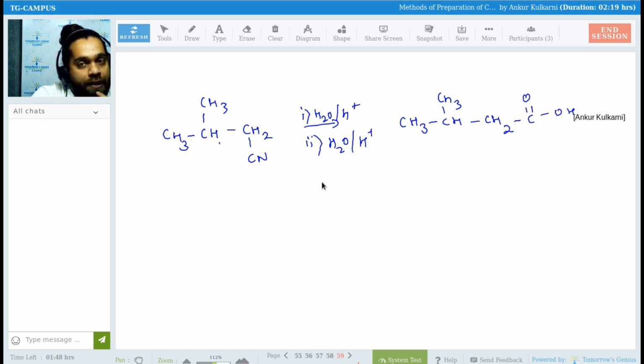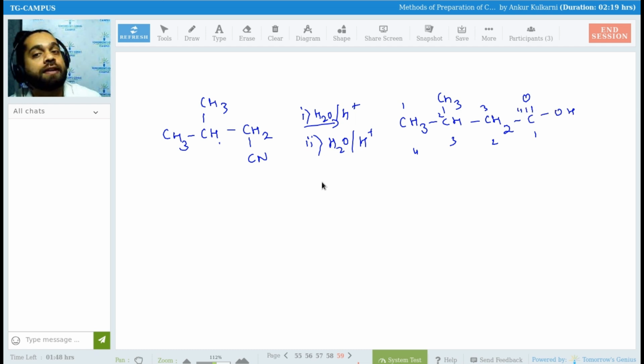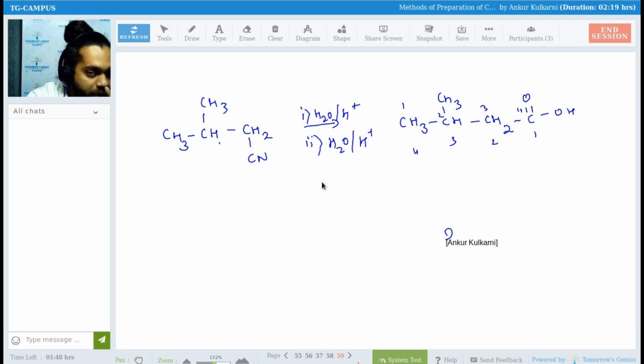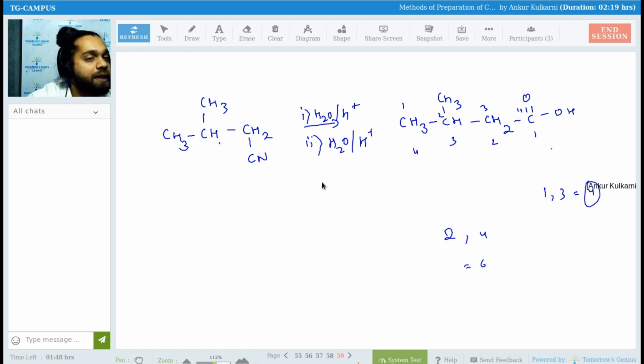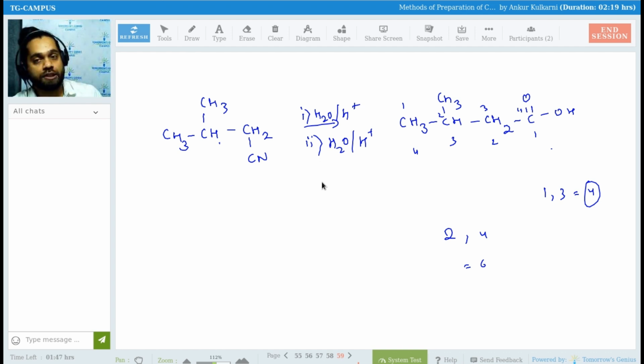Like over here we are starting 1, 2, 3, 4. Why not from the other side? Even though you are saying butanoic acid, it is butane-1-oic acid. If I start from this side it will be 2, 4. Over here, if I start from this side, 1, 3. So 1 plus 3 is 4, 2 plus 4 is 6. So 4 is lesser. Lowest locant group. Getting it? Yes, sir. So this is your butanoic acid. I hope it is clear.